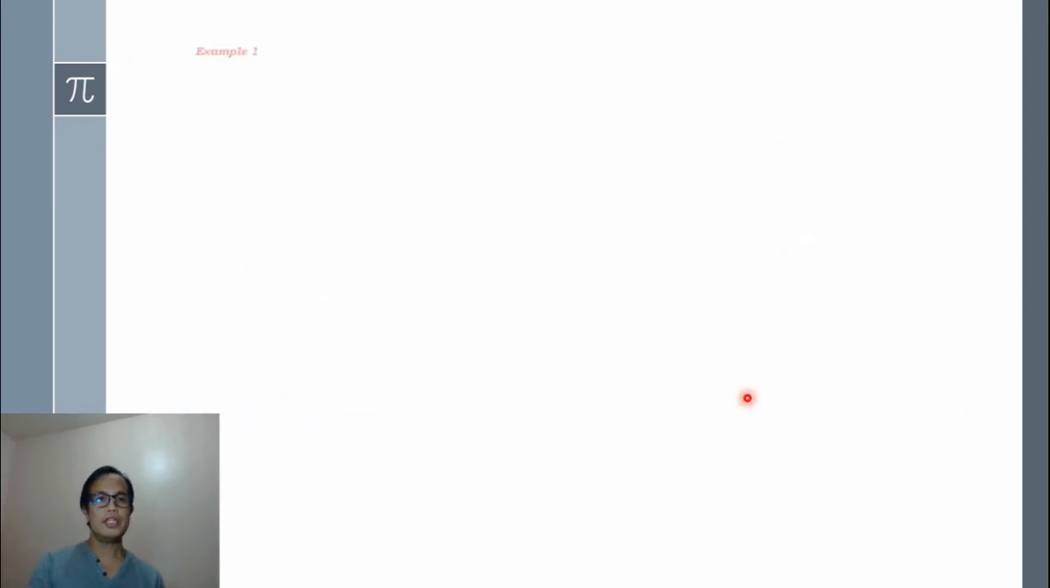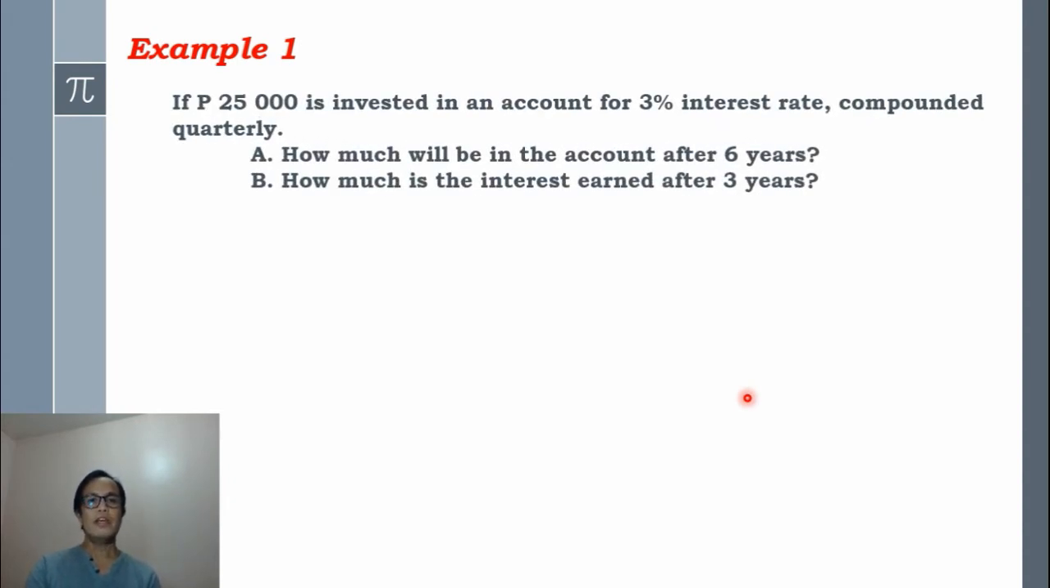So let us proceed to our first example. Example 1. If 25,000 is invested in an account for a 3% interest rate compounded quarterly. You have here compounded quarterly. That means this is multiple compounding period because the amount is compounded quarterly. That means 4 times a year or every 3 months.